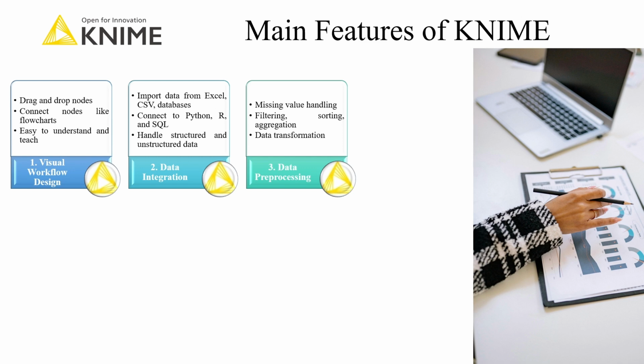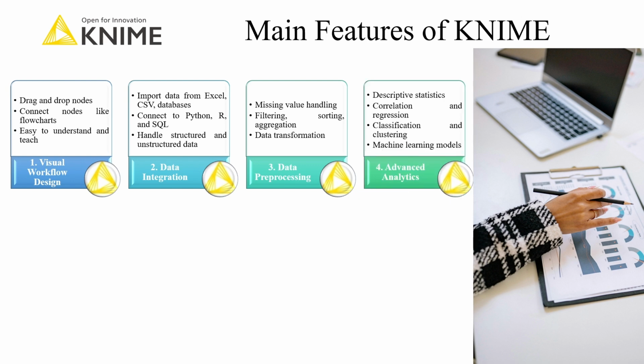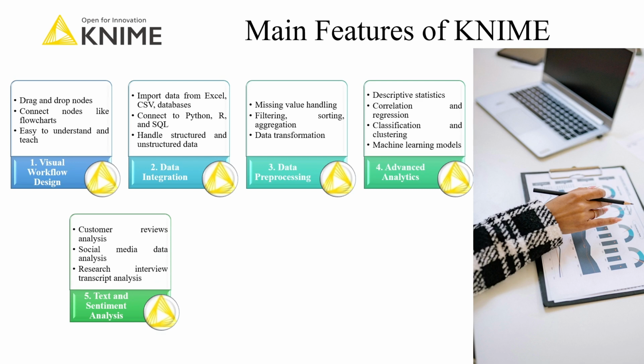Feature 3, Data Preprocessing. You can clean data, handle missing values, filter data, and transform variables easily. Feature 4, Advanced Analytics. KNIME supports descriptive statistics, correlation, regression, classification, clustering, and machine learning models. Feature 5, Text and Sentiment Analysis. You can analyze customer reviews, social media comments, and interview transcripts using text mining.